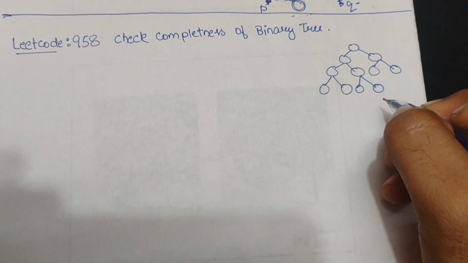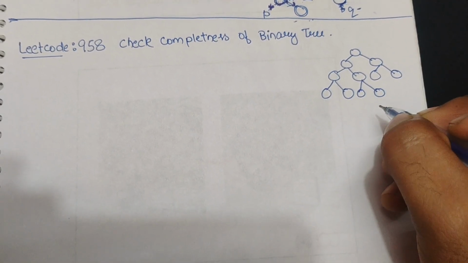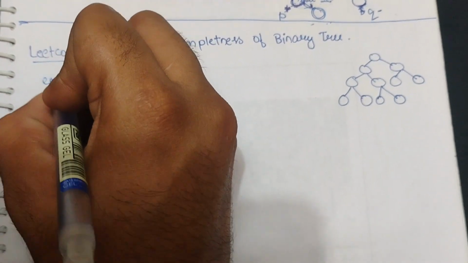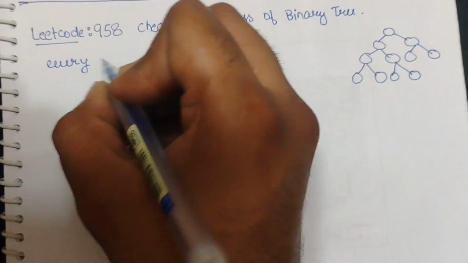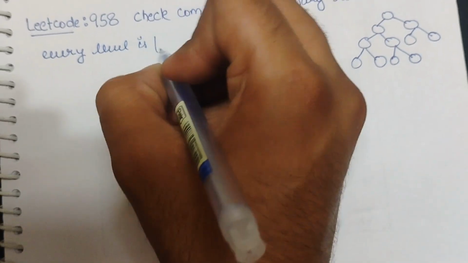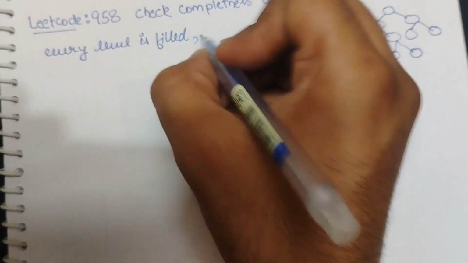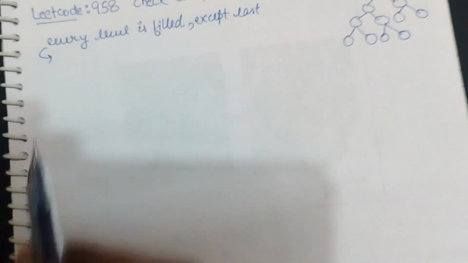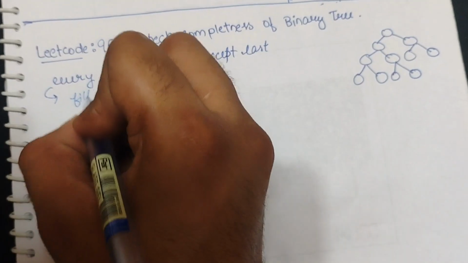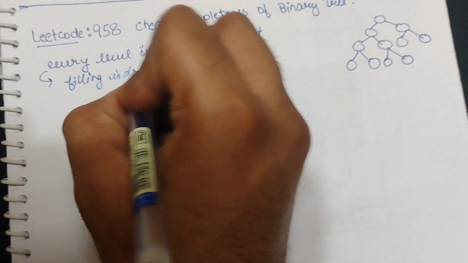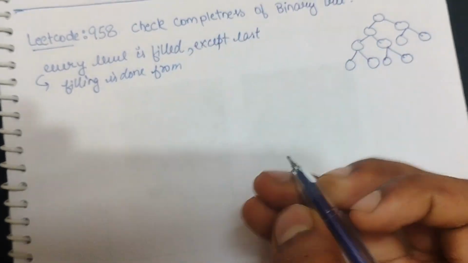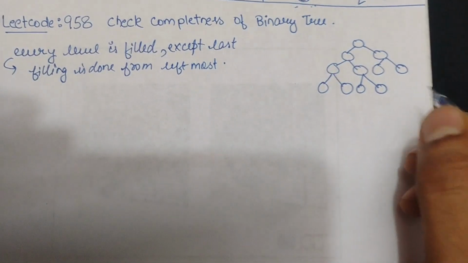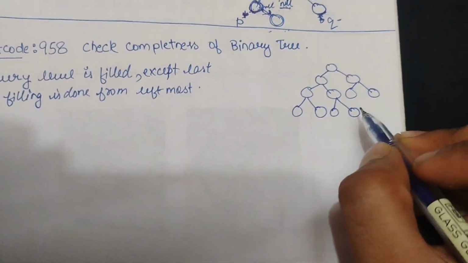I had told in my previous videos what a complete binary tree is. I'll still repeat that a complete binary tree is a tree where every level is filled except the last, and additionally, filling is done from leftmost. Okay, I'll show. So this is a complete binary tree.